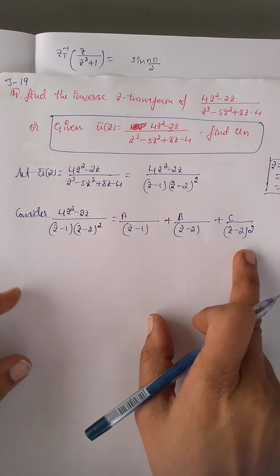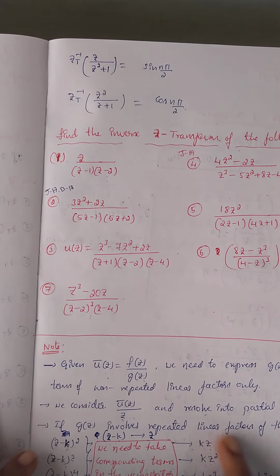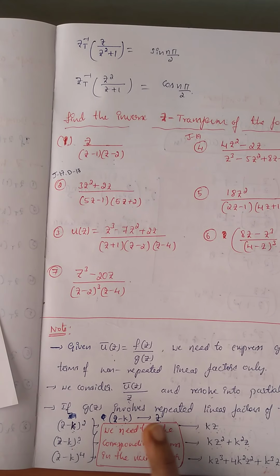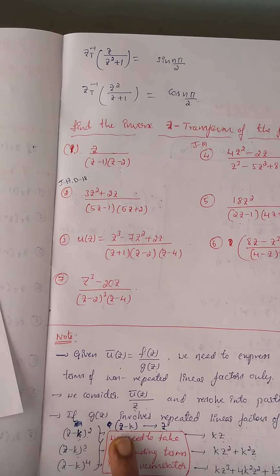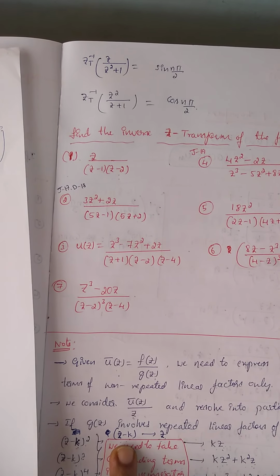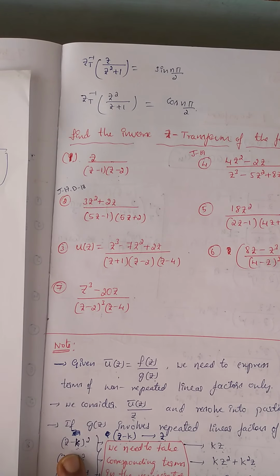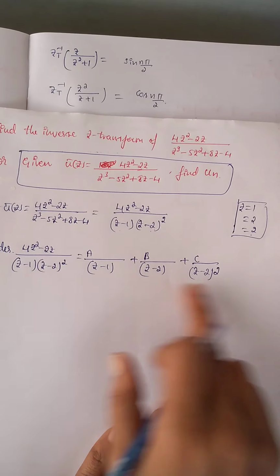This is a very important step. But using this third note in z transform, we should assume these numerator terms. If g of z involves a repeated linear factor of the form (z − k) in the denominator, we should take the numerator as z. For (z − k) whole square in the denominator, we should consider kz as the numerator. These are the numerator terms we should use in the partial fraction.